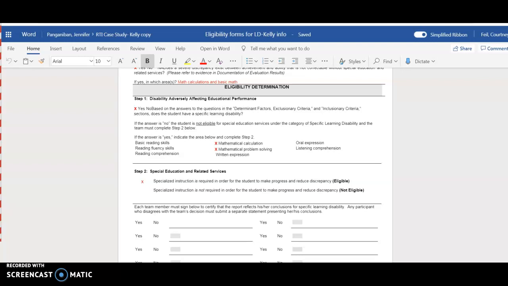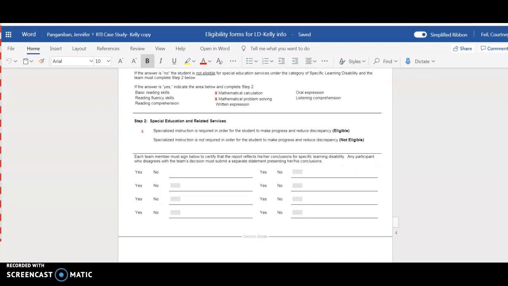If the answer is no, the student is not eligible for special education services under the category of specific learning disability, and the team must complete step 2 below. If the answer is yes, then you're going to indicate the area below and complete step 2. So in Kelly's case, it's mathematical calculation and mathematical problem solving.